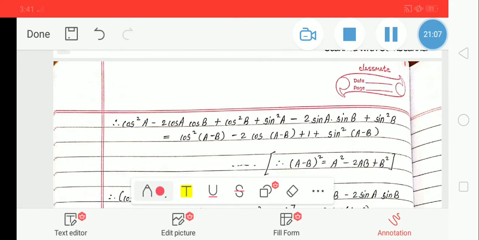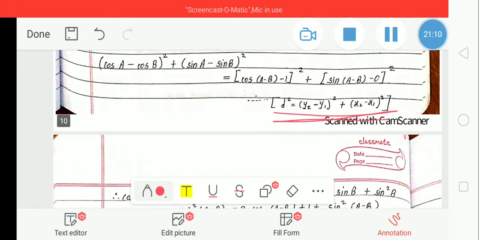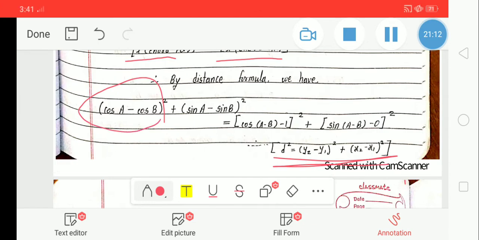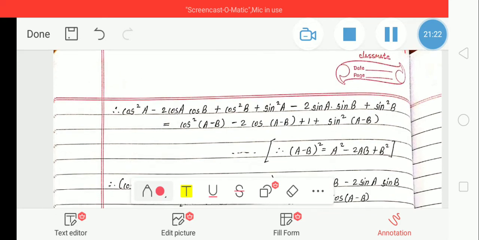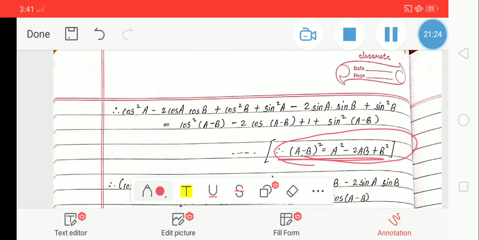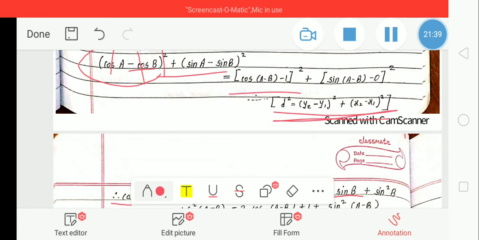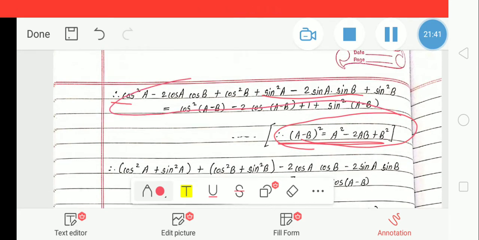Now cos square A minus 2, we solve this bracket using the formula (A minus B) whole square equals A square minus 2AB plus B square. So cos square A minus 2 cos A cos B plus cos square B, and the same way we can solve the other terms. So we get this equation.